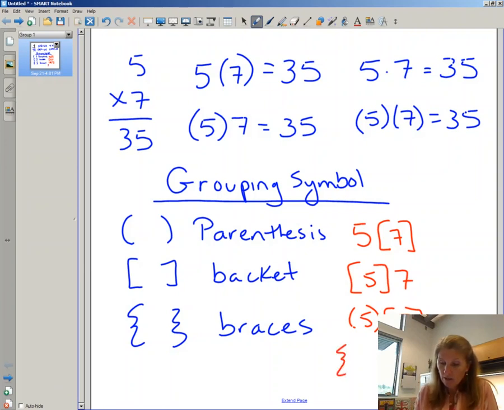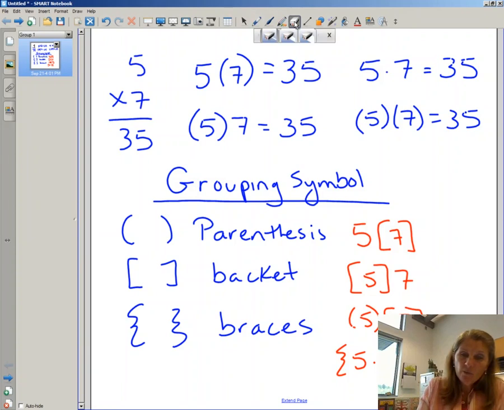I could say 5 times 7 inside parentheses, inside braces with the dot. I mean, when I group things together with the different symbols, it doesn't matter which one you use. So you might ask, then why have all those different grouping symbols? Why not just have the parentheses? What's the point? Well, here's the point.